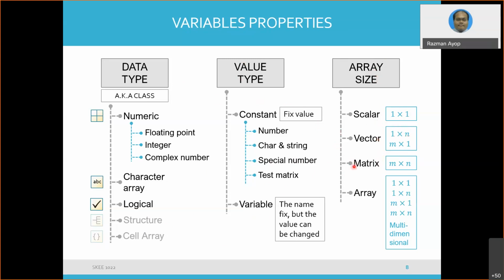A matrix, you know the matrix, M and N. And array is basically everything. All of this is called an array. Either scalar, vector, or matrix, it is all called an array.